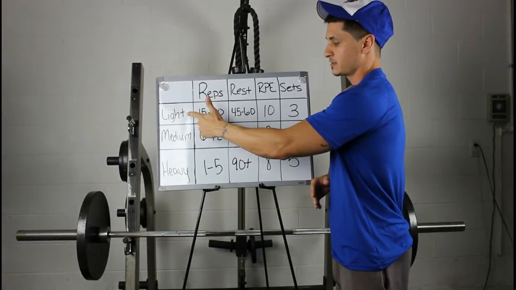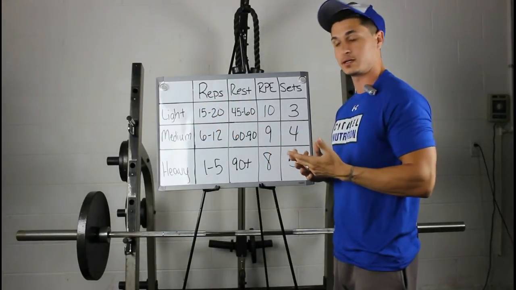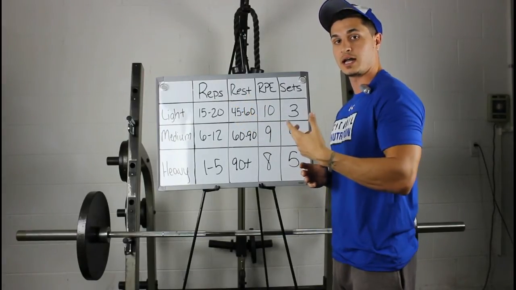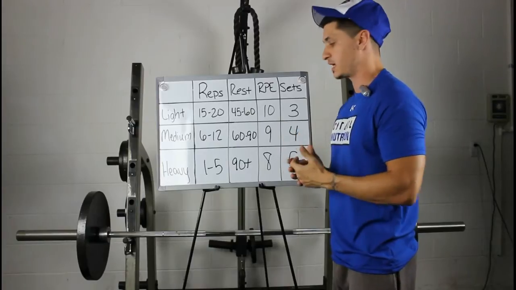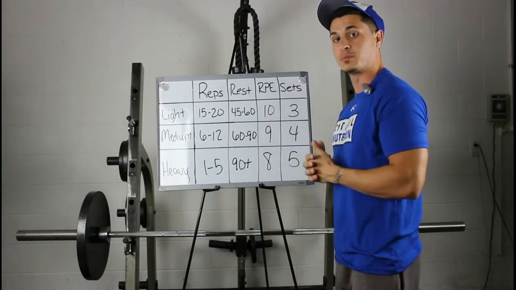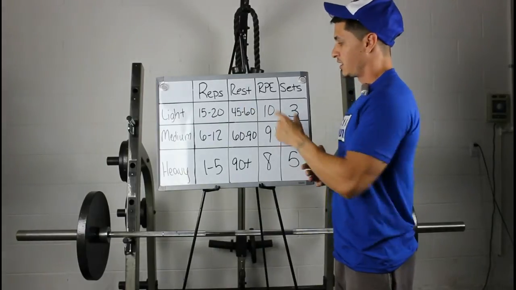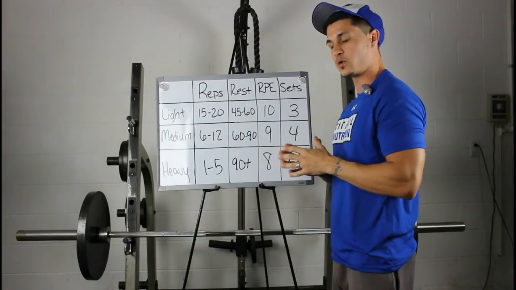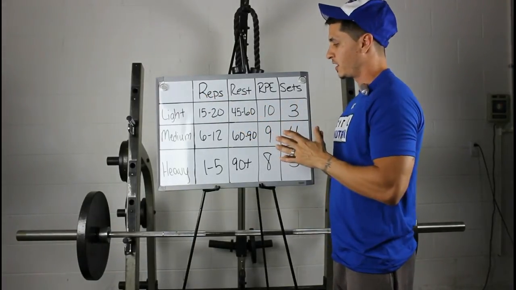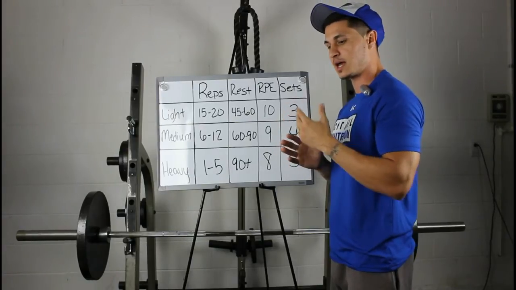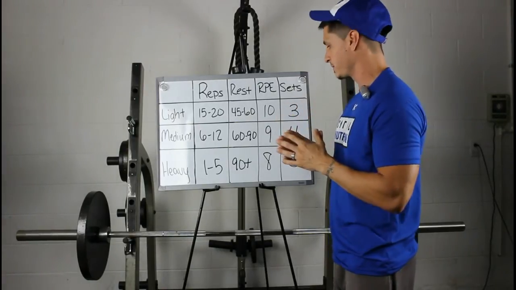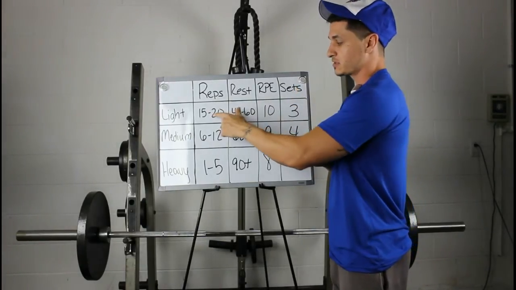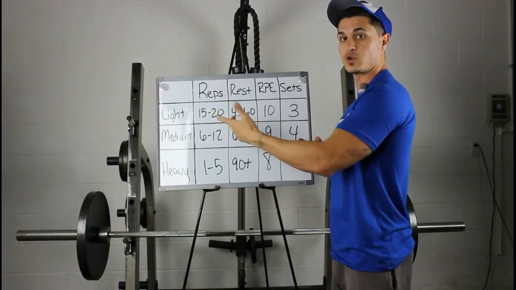So on your light days, we are going to stay in the 15 to 20 rep range. On these days, the rest is going to be a lot lower, a lot less rest in between sets. So 45 to 60 seconds should be more than enough to recover between sets here. The RPE is fine at a 10. Because the intensity is so low, it's okay to train to failure here. If we're looking at intensity, we're looking at about 50 to 55 roughly. And then the number of sets can be less, so for example, 3 sets because the volume or the reps are so high.